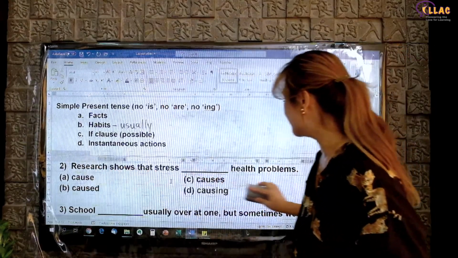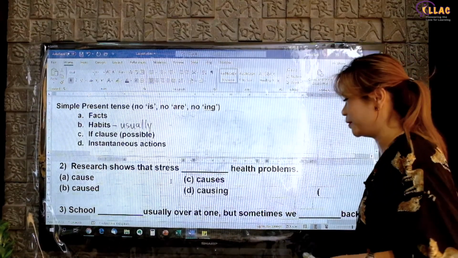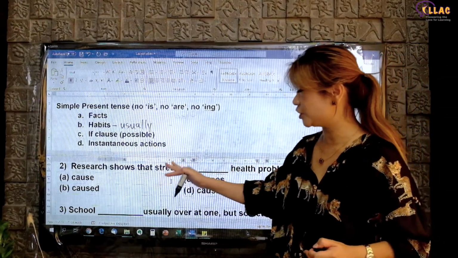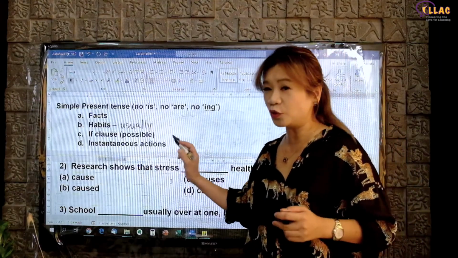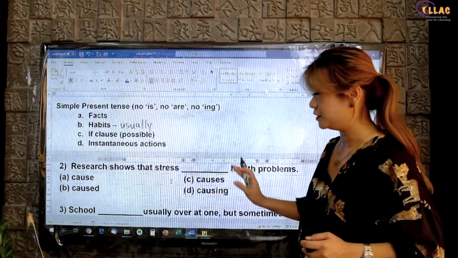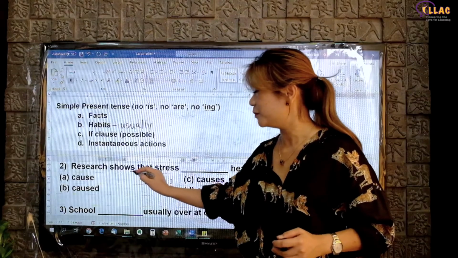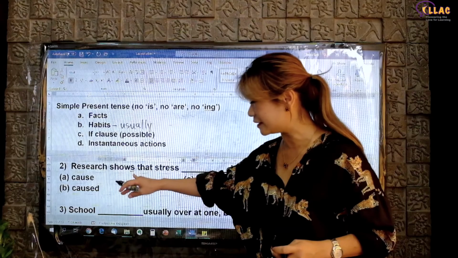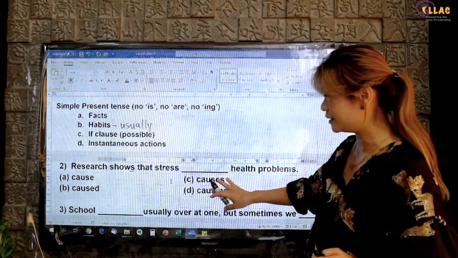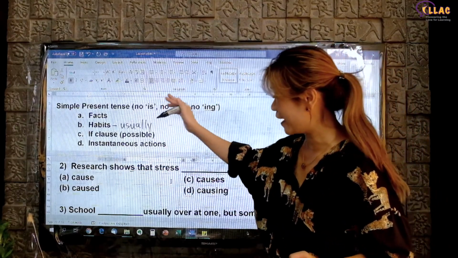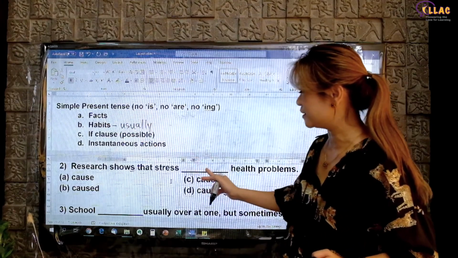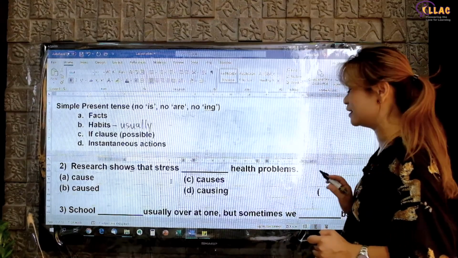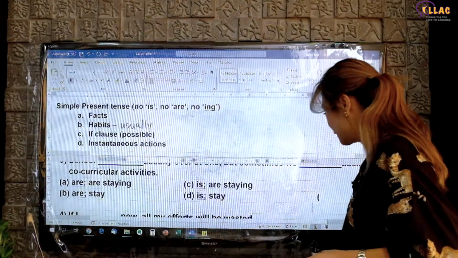Okay, let's try another one. Research shows that stress causes health problems. Okay, this sounds real. So in this case, if you don't know that this is a factual sentence, you can see the clue from here because it says shows. So most likely it's present tense. Research shows that stress, research one thing, is a fact. So because it's a fact, use simple present tense. Research one thing causes health problems. Answer C.